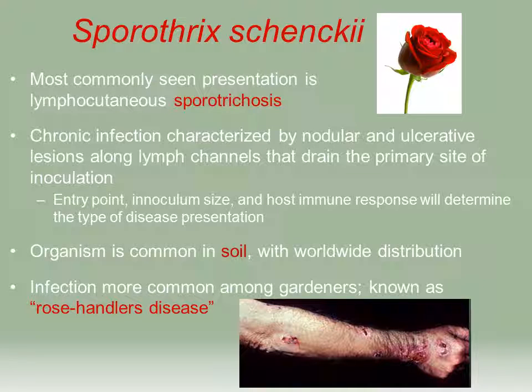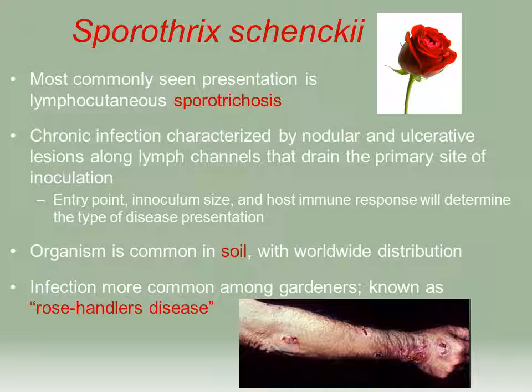Sporothrix schenckii is the causative agent of a fungal infection that is nicknamed rose handler's disease, or sporotrichosis. This is another chronic fungal infection characterized by nodular and ulcerative lesions along the lymph channels that drain the primary site of inoculation, which is often the hand or the arm. The way this is going to progress will be dependent on the exact entry point, the size of the inoculum, host immune response. This is similar to all fungal infections.